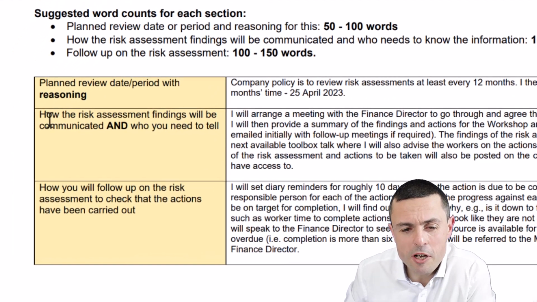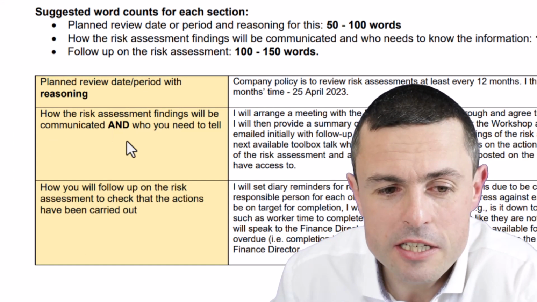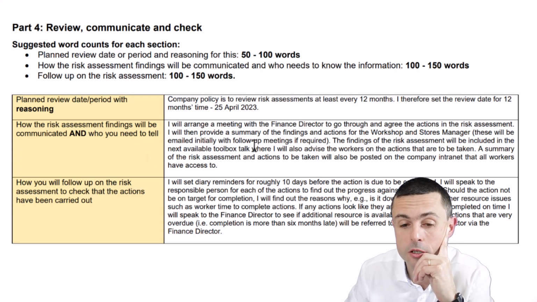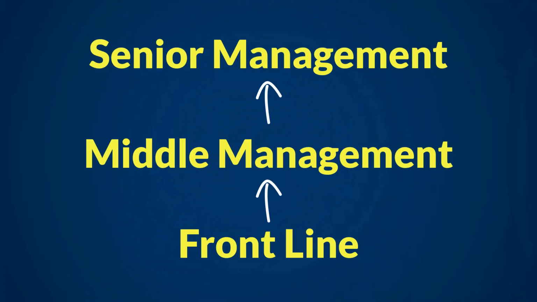Yikes! Next bit, how the risk assessment findings will be communicated and who you need to tell. So it's how you're going to communicate it and who to. Let's look at what they did. So notice we've got some job titles. We've got the who: finance director, workshop, stores manager, and then I think some workers down here. So basically, we've got frontline, middle management, senior management. All right, cover those three: frontline, middle, and senior management.